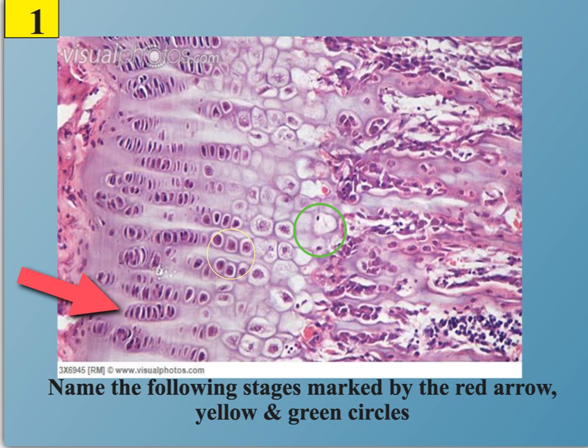Name the stages marked by the red arrow. It is the stage of proliferation, where there is an increase in the number and the cells look like coins over each other. And the yellow circle here is in the stage of hypertrophy, where the cells are bigger in size. And then the green circle is the stage of calcification, where the calcification takes place in the matrix, leading to the death of the cells, as you see here.